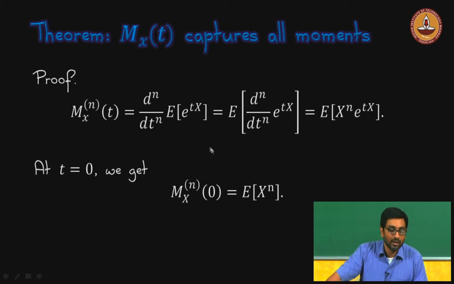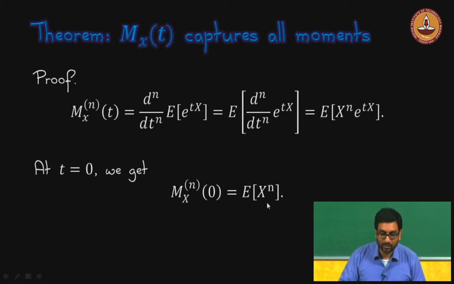Okay. Now that you have this form, you can just start evaluating this expression at t equal to 0. When you evaluate it at t equal to 0, this term will vanish, and you will get e to the 0 x, which is just a 1. So you will just be left with the expectation of x to the n, and that is what we have over here. So, the nth derivative evaluated at 0 is the expectation of x to the n, which is the nth moment.